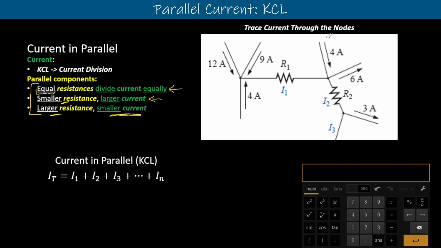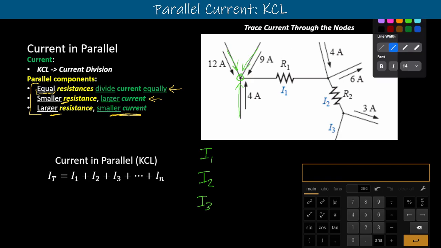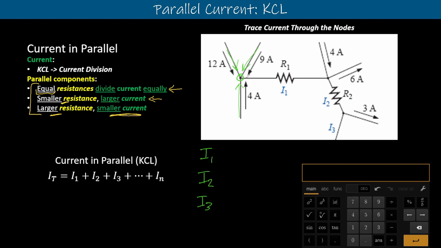So we are going to trace through the nodes of this circuit here, and we're going to identify I1, I2, and I3 currents. We see those in here, I1, I2, and I3. And so from the start of our circuit at the top here, we see 12 amps entering the node, and we have 9 amps entering the node, and we have 4 amps entering the node. Right, so all of those are going to have to leave the node, and we see the only pathway to leave the node through is going to be out towards R1. So whatever we leave this node with is going to be our I1 current.